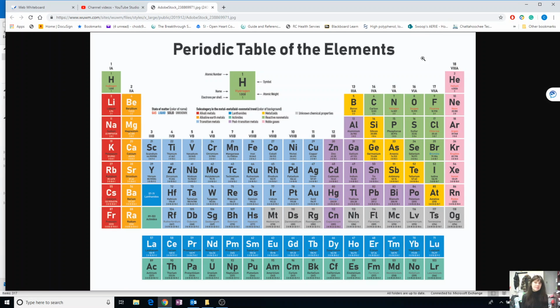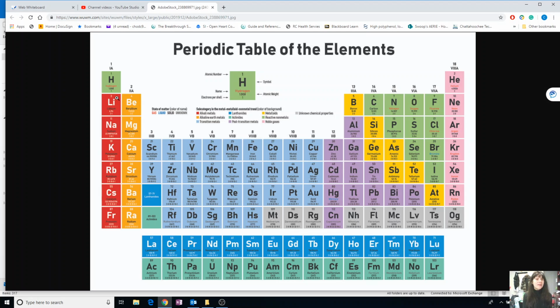Today I'm going to discuss the periodic table of elements, atoms, and ionic bonds. When we look at the periodic table of elements, remembering that matter is anything that has mass and takes up space, elements are the stuff of matter. There are different kinds of elements, and these elements have constituents called atoms.